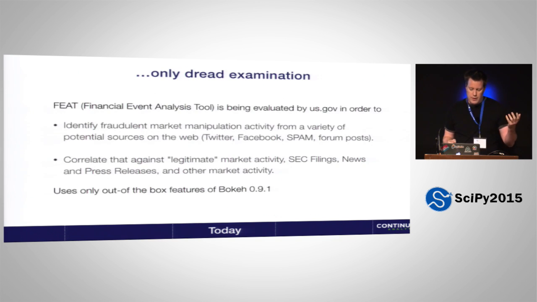So this is referred to as FEAT, the Financial Event Analysis Tool, and it's being evaluated by some departments in the US government as part of the Xdata initiative. And they're using it to basically search for financial fraud. So they're examining lots of different sources of information, feeding that through a back end that does all kinds of processing, and then that feeds it to this front end application, this FEAT application, to allow analysts to try to look for things that are anomalous, signs of fraudulent activity, that sort of thing.